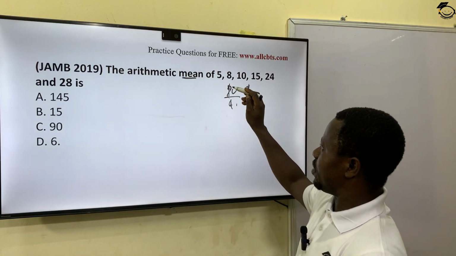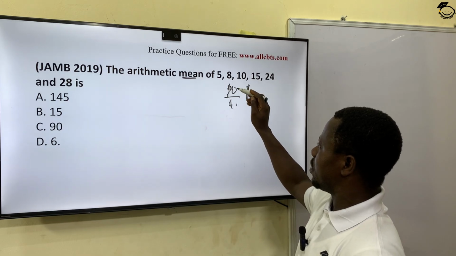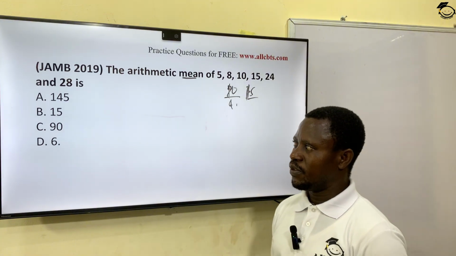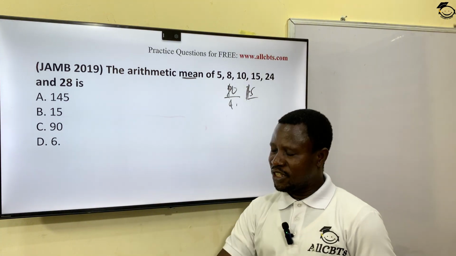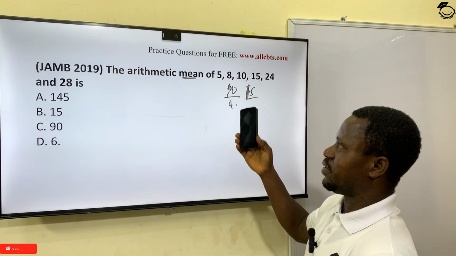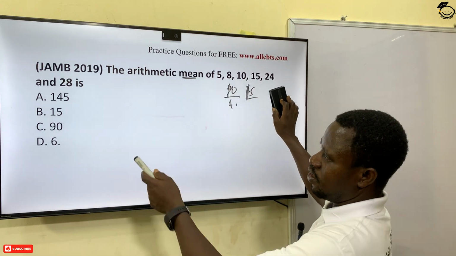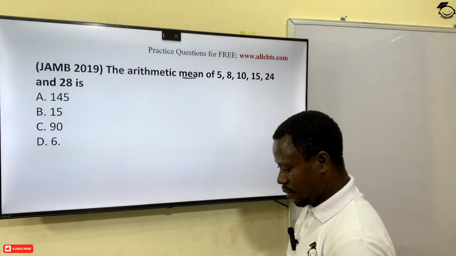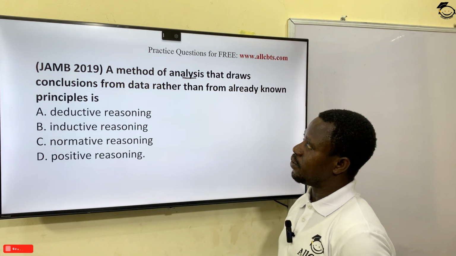Then what you have remaining is 3. So 6 in 30 is 5, because 6 times 5 is 30. So your answer is what? 15. Okay? So the arithmetic mean or the average of this data is what? 15. Option B is the correct answer. Okay? Let's go to the next question.